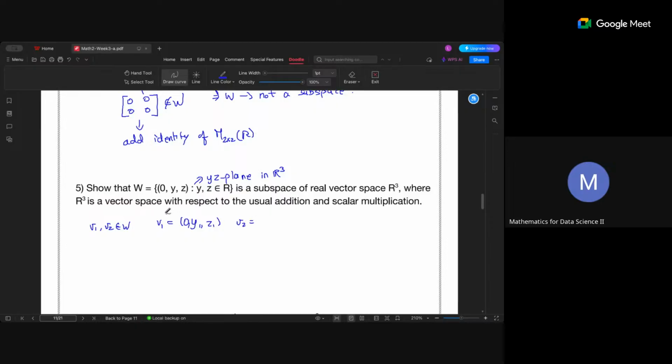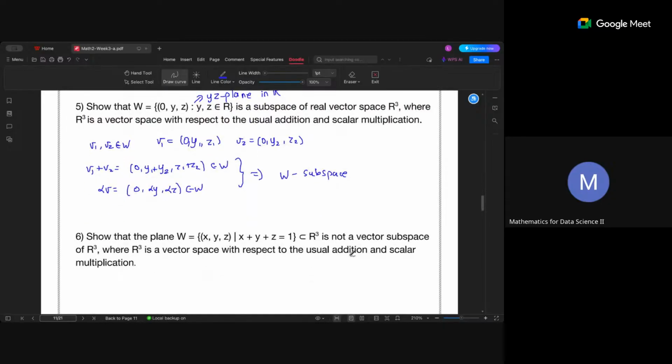v2 is (0, y2, z2). Very easily, v1 plus v2 is (0, y1 plus y2, z1 plus z2), so obviously in W. Same way, alpha times v is (0, alpha y, alpha z), in W. So you see that W is a subspace of R3.